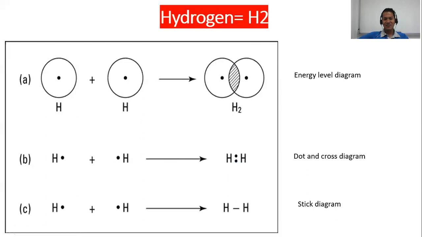So in this video, I'll be asking you to draw the energy level, the dot and cross diagram, and then a stick diagram. Once again, group 1, period 1. So 1 energy level, 1 electron. First energy level, 1 electron. So it's going to look like this. And since they are going to share, it's going to look like this. Or in the dot and cross diagram, it's going to look like this.